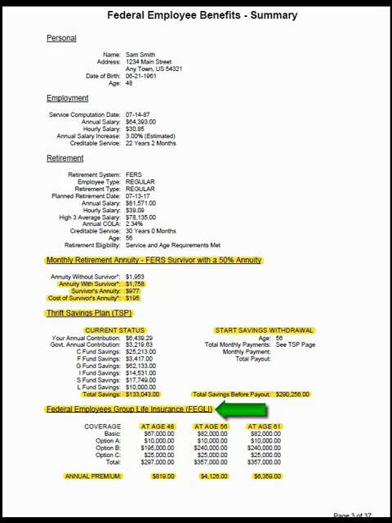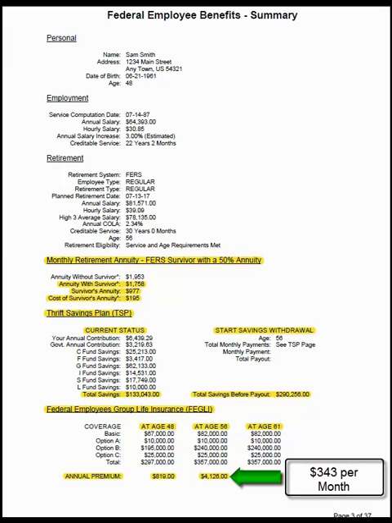But let's go down here to the bottom of the page and look at the Federal Employees Group Life Insurance. And we can see today at age 48, your annual premium for your life insurance is $819 per year. But then when you retire, it jumps to $4,126, which equates to $343 a month. That's your second life insurance policy. Your first one, remember, was costing you $195 for the survivor benefit. So when you add those 2 together, that's $538 per month for your 2 life insurance policies.